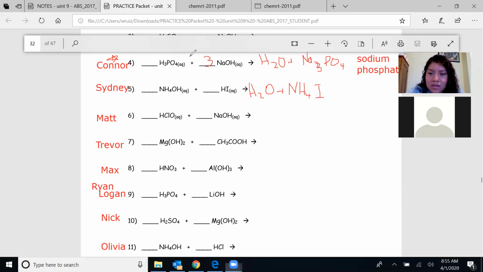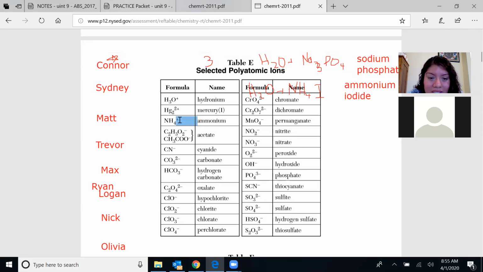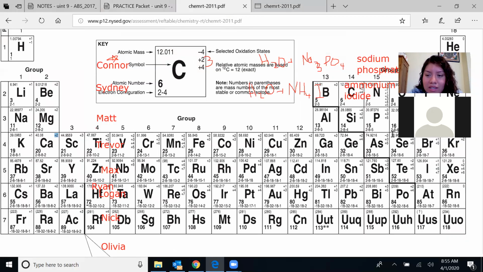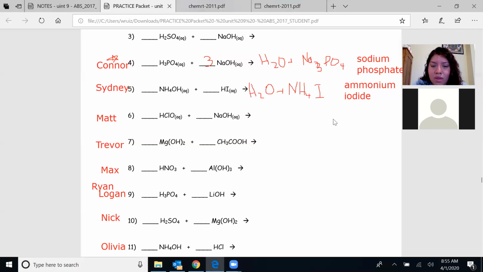Okay, so just rearrange it. Yeah, and once again, NH4, if you look at your polyatomic ions, NH4 is right here. It's a positive one charge, and we always put the positive charge first, and iodide is all the way here. I can't see it by the camera. I'll move it. Right there, it has a negative one charge. So ammonium iodide. All right, Matt, what did you get for number six?